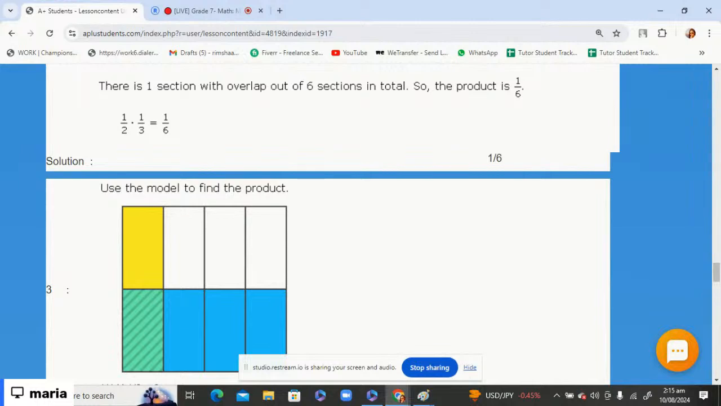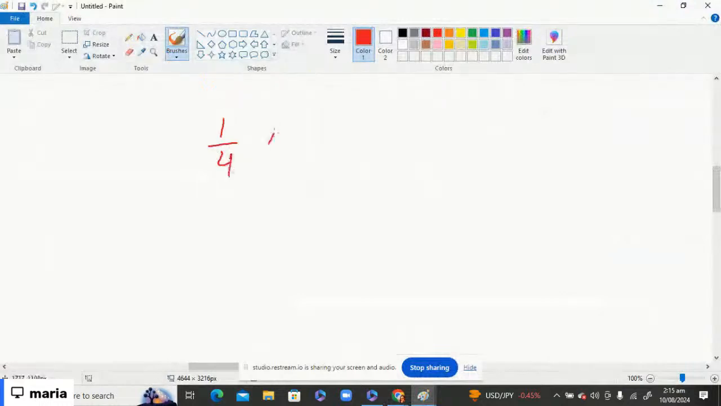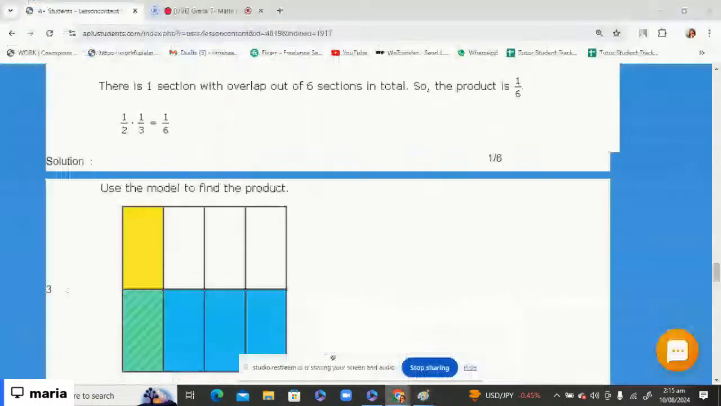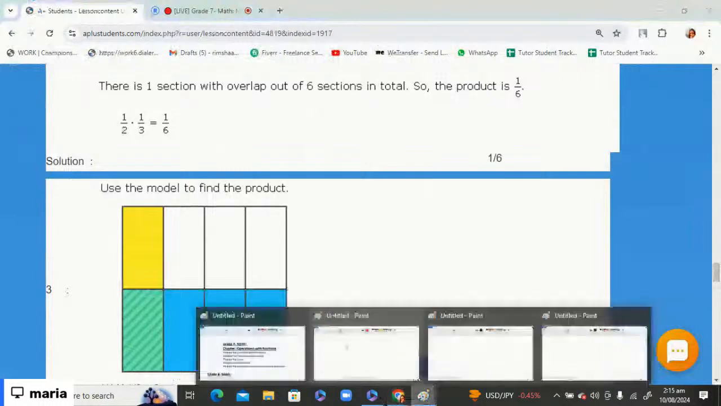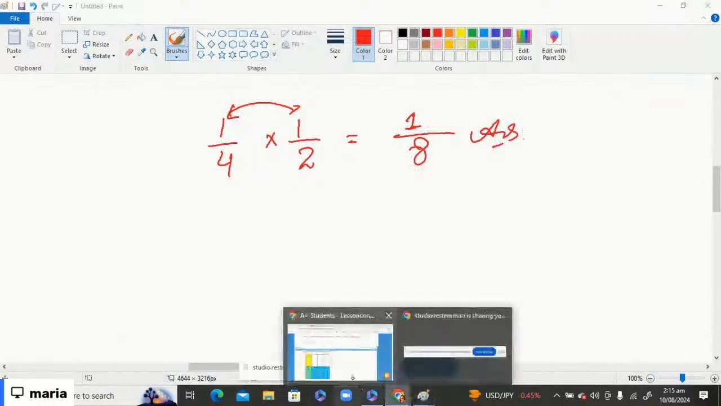So when we see that, how many columns are there? There is one, two, three, four. Four columns are there. So we are going to write it down here 1 by 4. And how many rows? Check it out. There are only two rows. Okay. So only two rows and four columns. Multiply numerators with each other. 1 times 1 is 1 and 4 times 2 is 8. So this is your answer, 1 by 8.